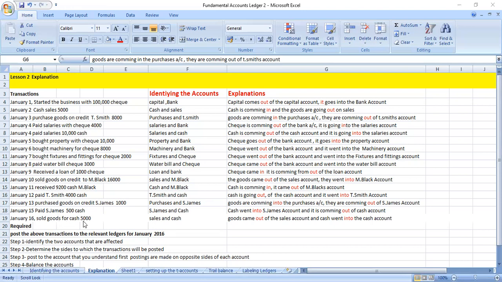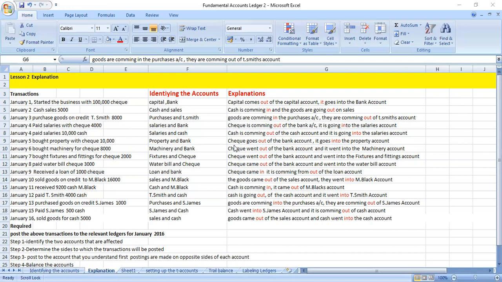Sold goods for cash, $5,000. Well, the two accounts affected are sales and cash. The goods came out of the sales account and the cash went into the cash account. So that is how we use our in and out method to determine which side we are going to be placing the information on when we are preparing our T account.